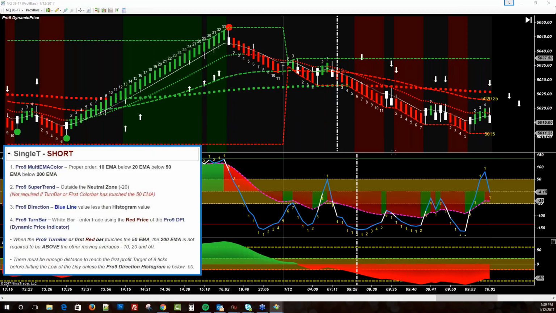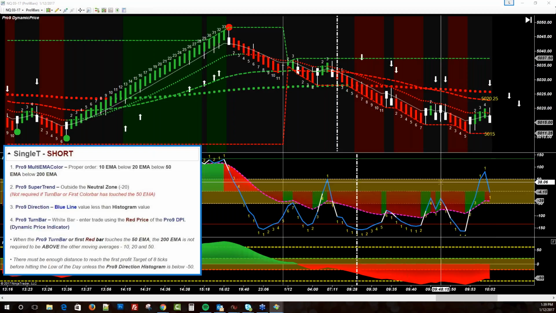We need our turn bar, which is rule 4, our super trend outside of the neutral zone, and our blue line on the correct side of the histogram. And again, we can see that our blue line isn't there just yet, and it will often be the blue line that you're waiting for confirmation from.